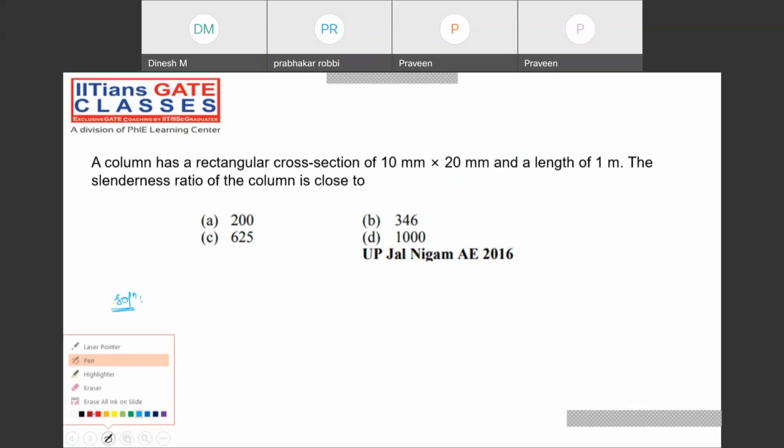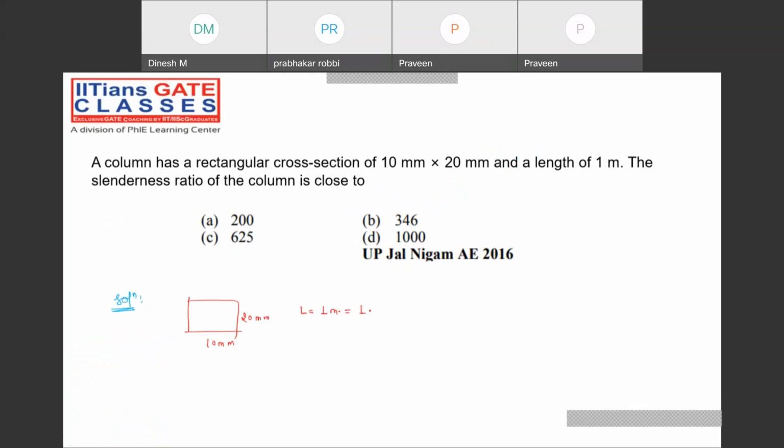Take your time. A column has a rectangular cross section, 10 mm, 20 mm. Length is 1 meter, we can also say 1000 mm. They are asking the slenderness ratio, that means LE divided by K. Nothing has been mentioned about alpha, so we cannot calculate. Simply take both the ends hinged, right? So LE will become L. L by K, where K is square root of I minimum by area.